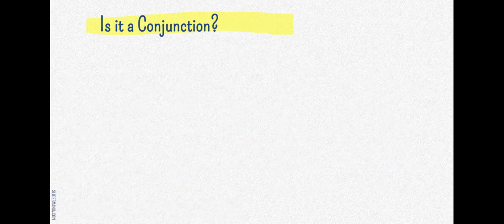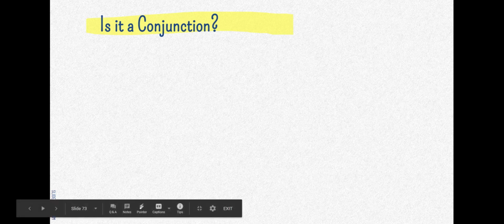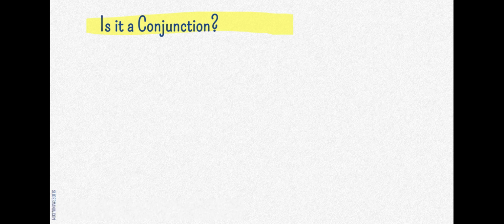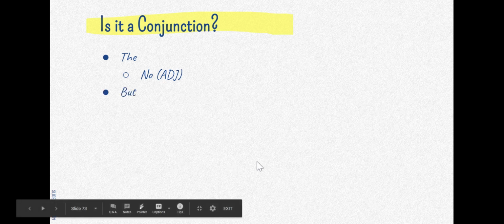So let's do, is it a conjunction? In your notes, take a moment and put the words on which side you think they are, and I will reveal the answers momentarily. Okay, so let's reveal our answers here. Our first one is the. The is not a conjunction, it's an adjective. Next one, but. But is a conjunction.